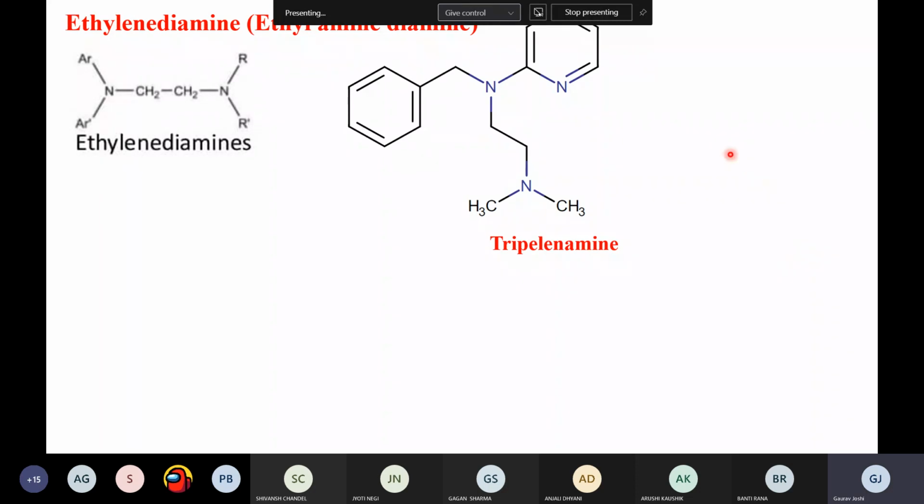Now, the example of this category, right? So the example of this category is tripelennamine, right? So what they have done, see, both the nitrogens are common.